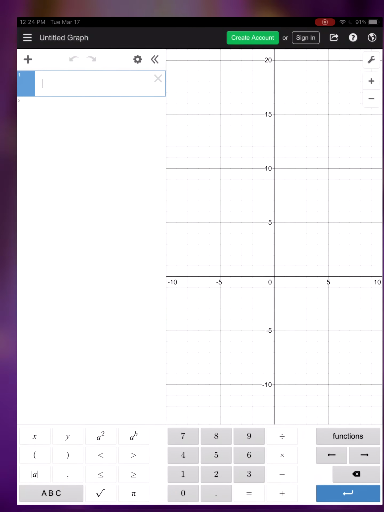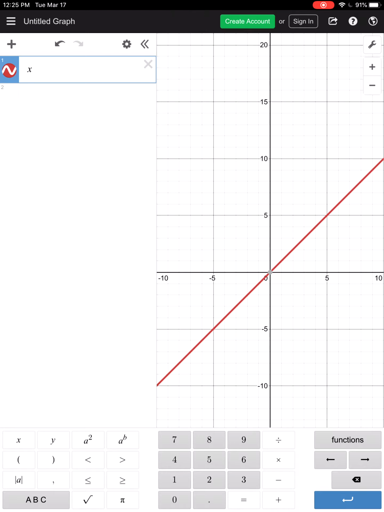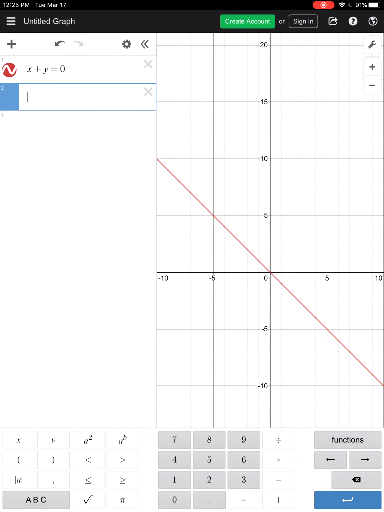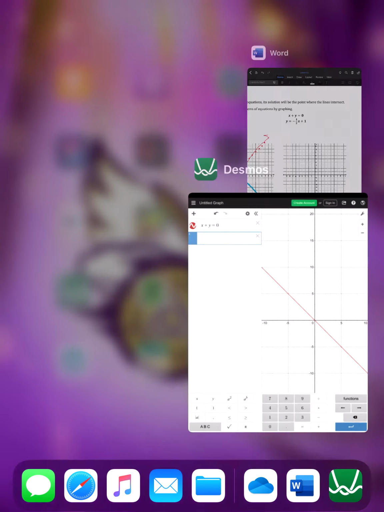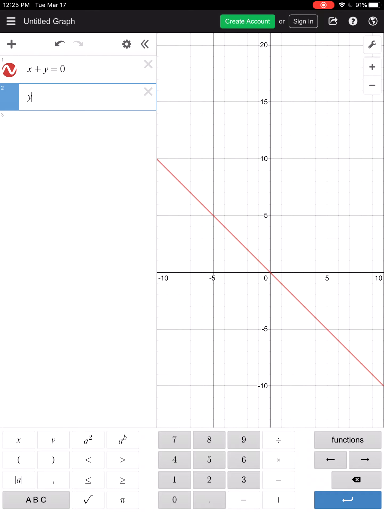Okay. So we have x plus y equals 0. There's a line. And we also have y equals negative 1/2 x plus 1. y equals -1/2 x, got to get the x out of the denominator, plus 1.